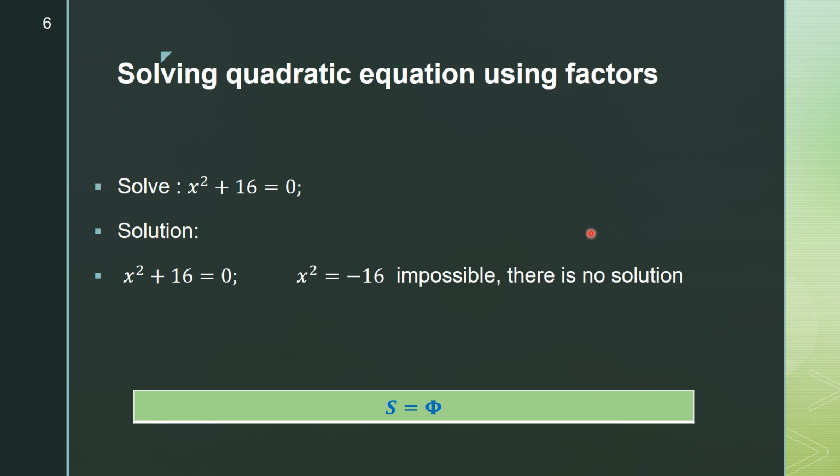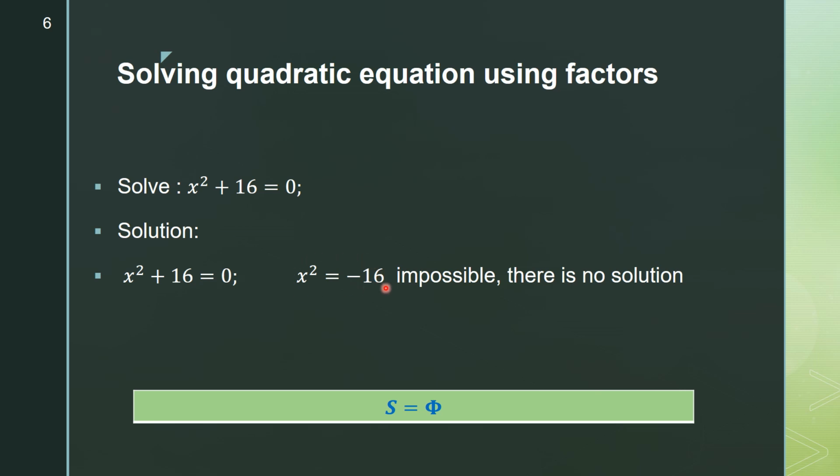This is also one more example. We need to solve this equation, x squared plus 16 equals 0. Now, x squared plus 16, we want to factorize this. We cannot factorize it because it's not a difference between two squares, because it's a positive sign. So we can move 16 to the other side. We will get x squared equals minus 16.